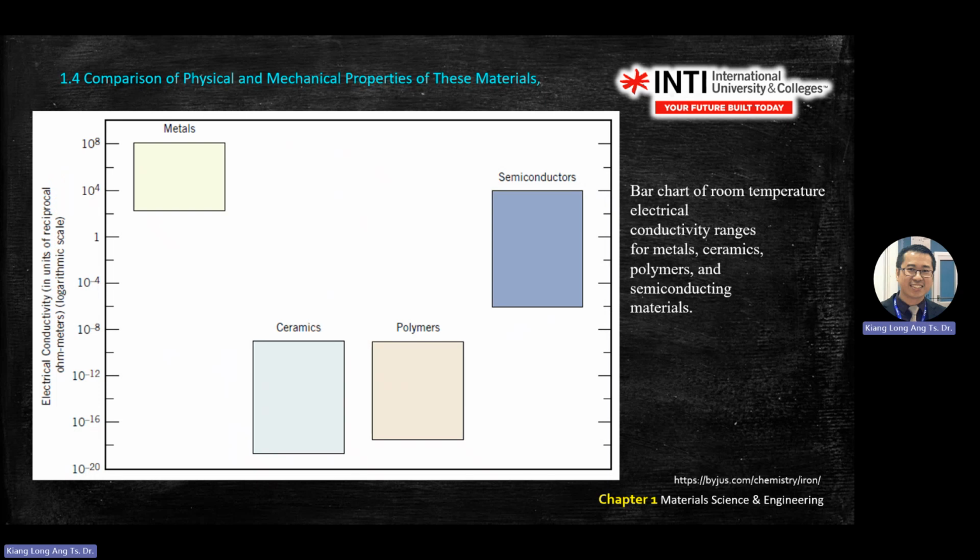So you have metal, ceramic, polymers, silicon. This one is electrical conductivity. So you see metal is very high, followed by semiconductor, then ceramic and polymer, because of how the electrons are transferred inside there. Right? This one also you read.